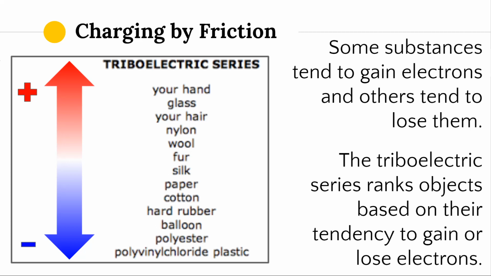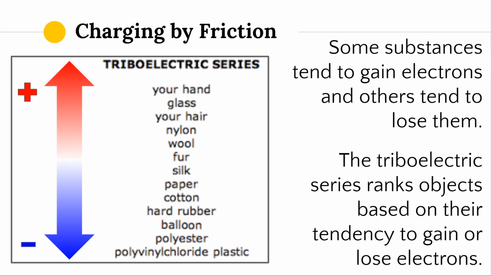But I could also rub nylon and wool. Even though they're both toward the top of the chart, it doesn't matter. You look at which one is higher. That one will become positive, the one below it will become negative. So you can tell by looking at this which objects are going to gain electrons and which are going to lose electrons. And again, I can tell which is which because it says these are positively charged up here.